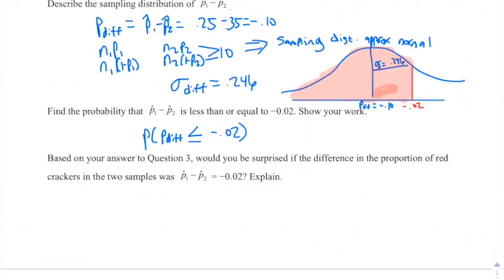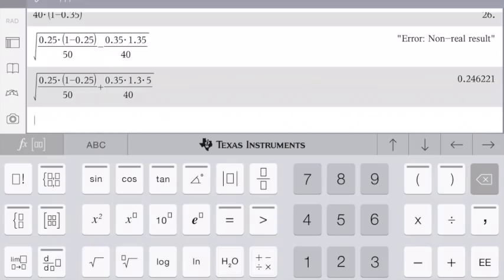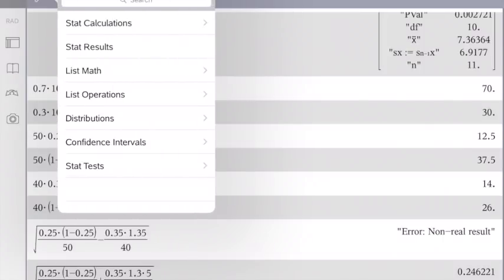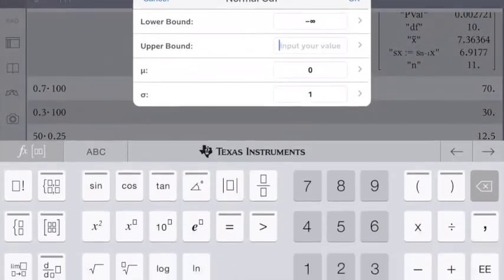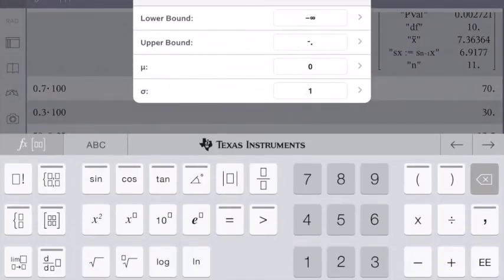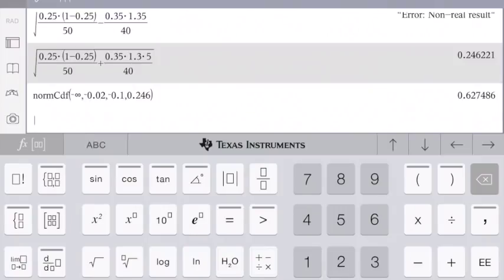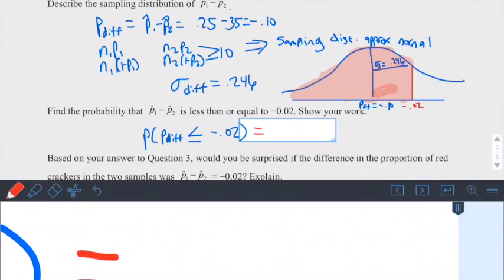So I want this area, and I can use my calculator. Menu, stats, distributions. It's a normal distribution, CDF, from negative infinity to negative 0.2. And there's a 62.7% chance of this happening.